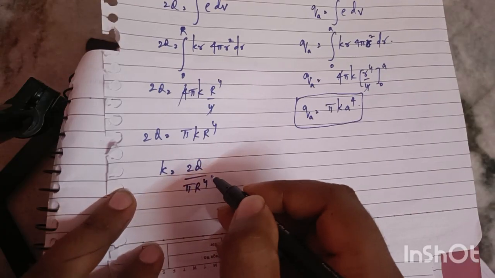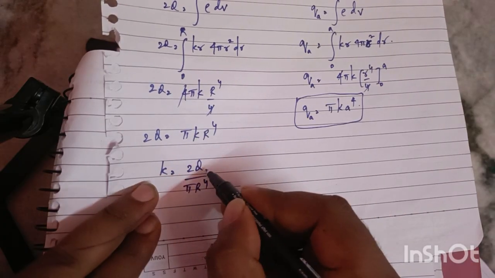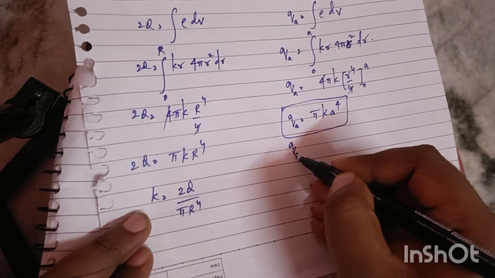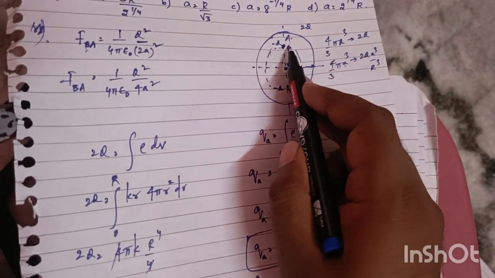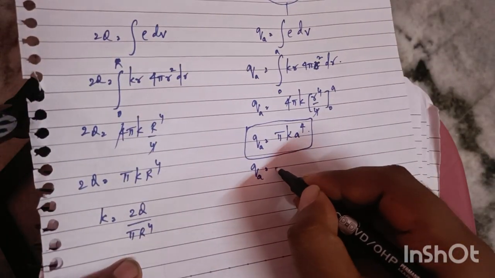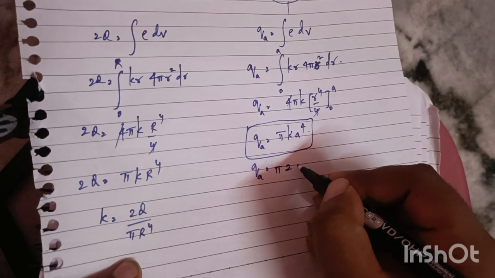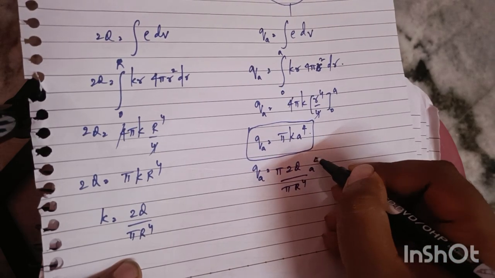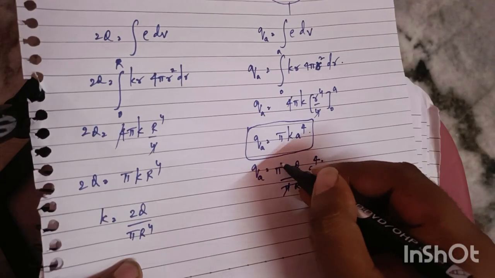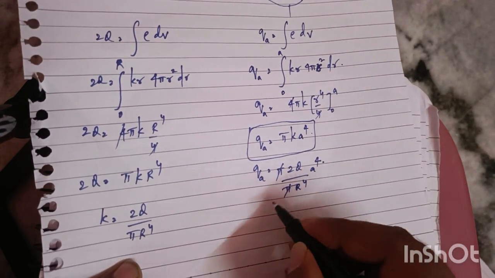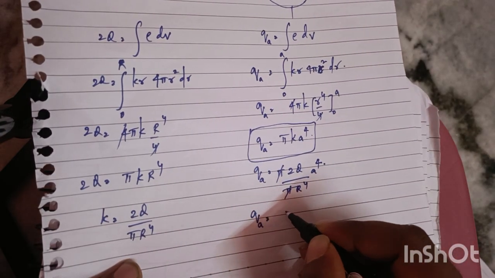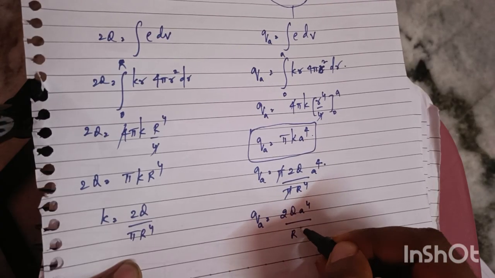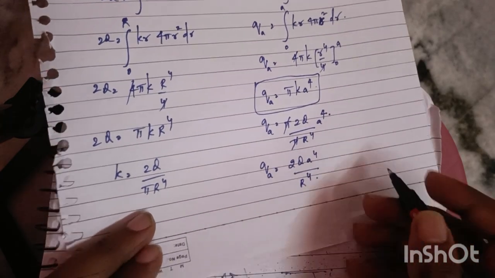These are all known quantities and there is no unknown quantity. Putting this k here, I'll get qa, the total charge at this point. So it will be pi, k is 2q by pi r power 4, into a power 4. So qa is 2q a power 4 by r power 4.